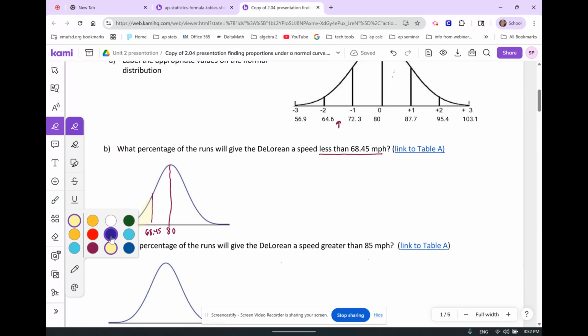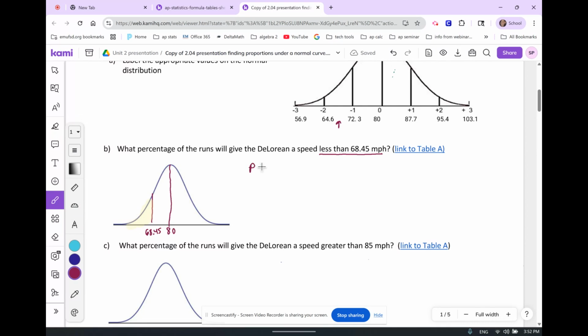So one thing you'll have to get used to is probability notation. Oh, I have the wrong thing up. Hold on, let me get the marking pen. So we want to find the probability that a particular random run from the DeLorean has a speed less than 68.45. So when you're using table A, you're first going to have to convert it into a z-score.